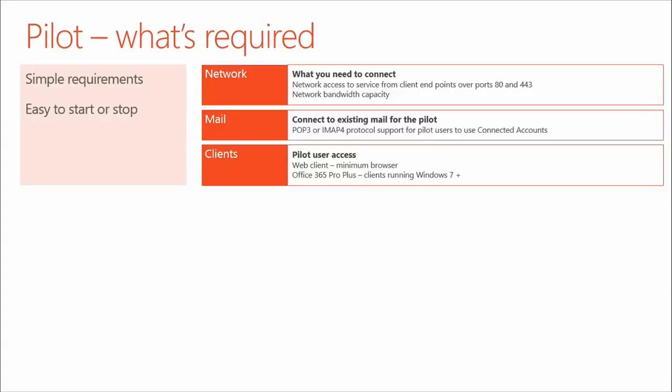And what's required for pilot? Almost nothing. So what you need to connect is some POP3 or IMAP4 if you're doing Exchange. If you're highlighting some of the other scenarios, you don't even need to do that. From a network perspective, it's some network capacity in port 80, 443, standard business clients, minimum Windows 7. So it's really on us, Microsoft, to deliver an amazing experience on Office 365, and you as IT pro, you do not have to do a bunch of infrastructure. That's next. Yeah. That's next when we talk about deploy.